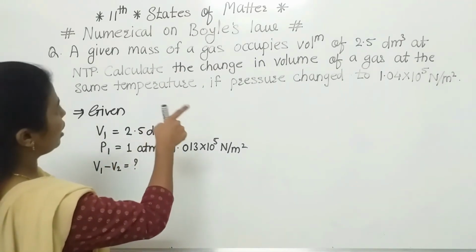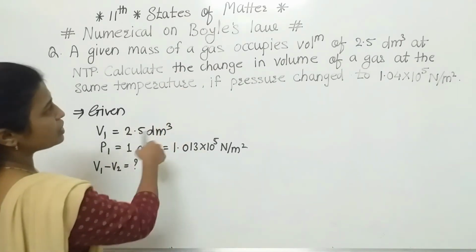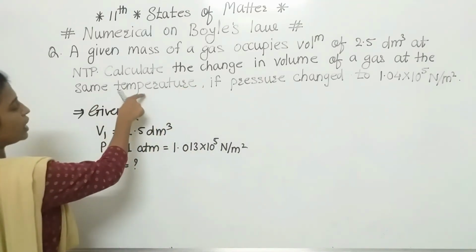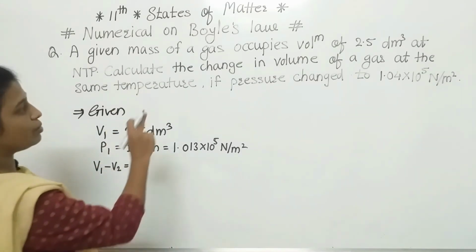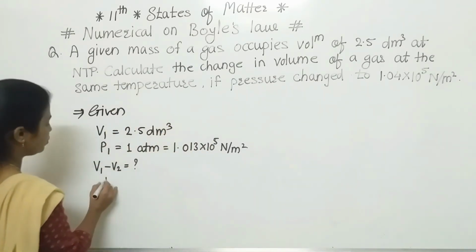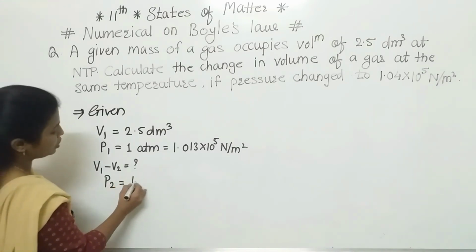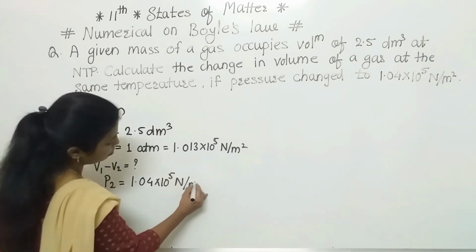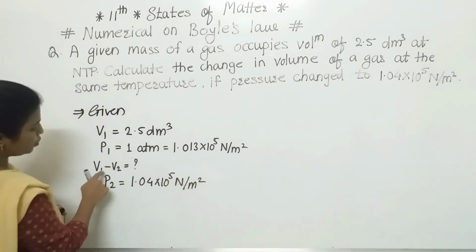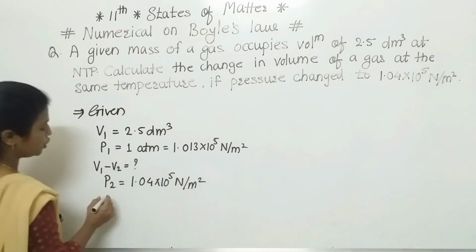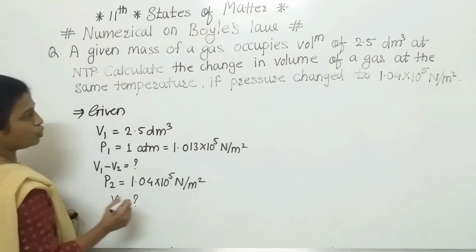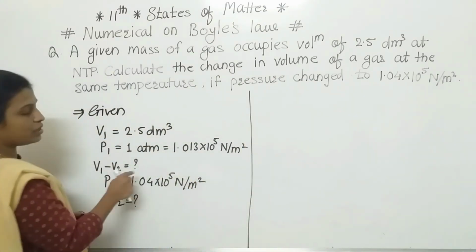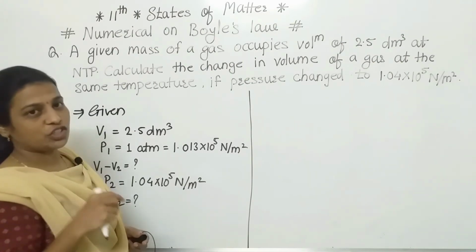Clear to everyone? Now see here, V1 minus V2 we are going to find out, in the volume of gas at the same temperature, meaning temperature is constant. If pressure changed to P2, which is given as 1.04 into 10 raised to 5 Newton per meter square. Before calculating V1 minus V2, we should know V2. So our main point is to firstly calculate V2, and after that we can take the difference, and that is the change in the volume.